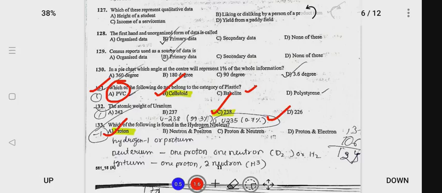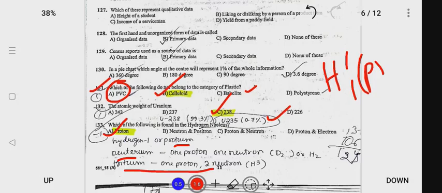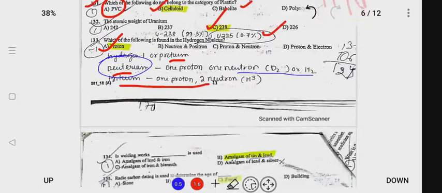And the isotopes of hydrogen: hydrogen having one proton is normal hydrogen, or protium. If there is one proton and one neutron, then it is called deuterium, and one proton and two neutrons is called tritium. Deuterium is also known as heavy water, and it is used in nuclear reactors.